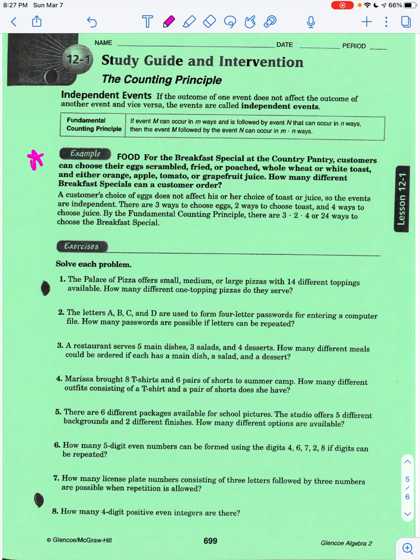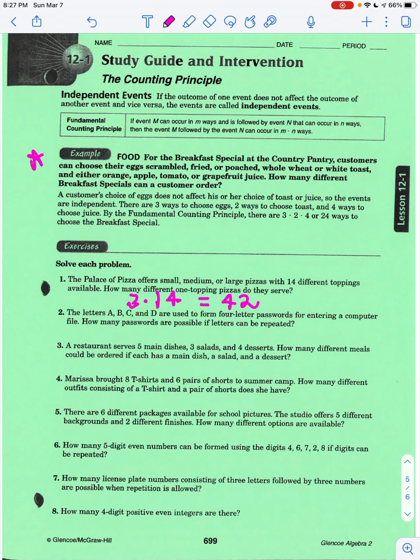So let's take a look at some of these examples below. The Palace of Pizza offers small, medium, or large pizzas with 14 different toppings available. So that would mean there's 3 different sizes and 14 different toppings, and we're just having one of each, and then we'd multiply, and that would give us 42.